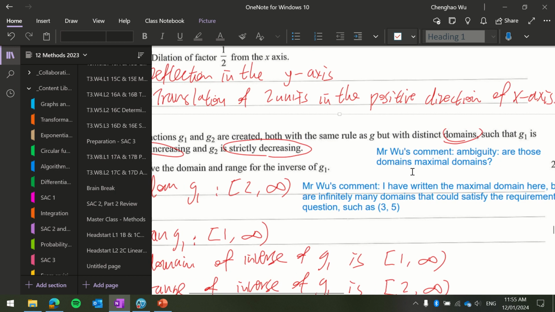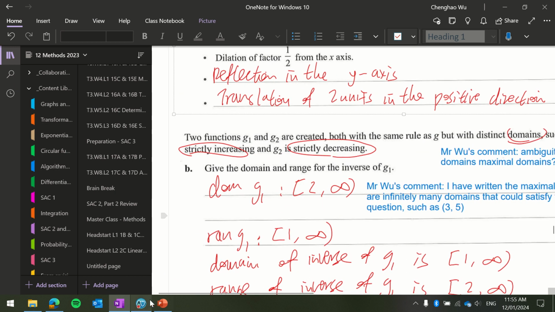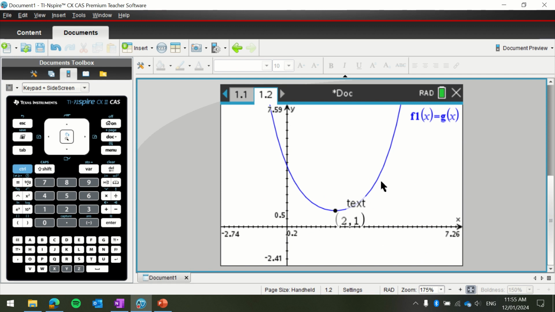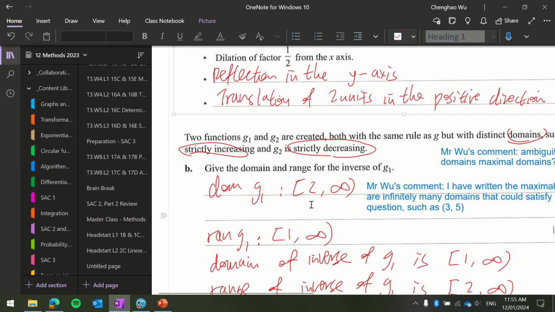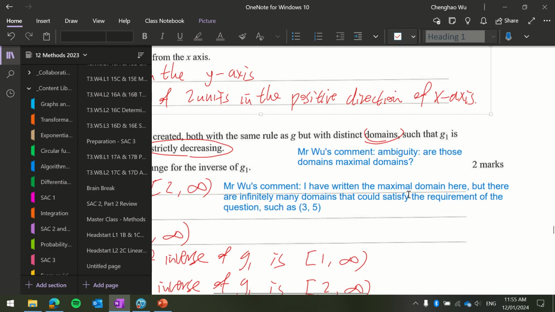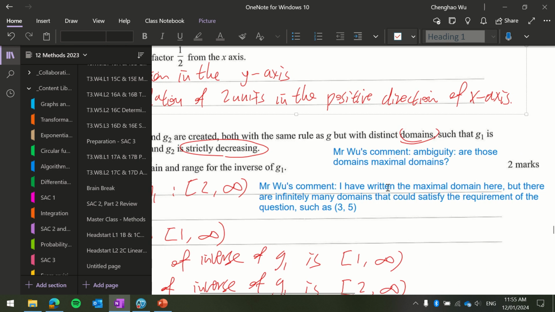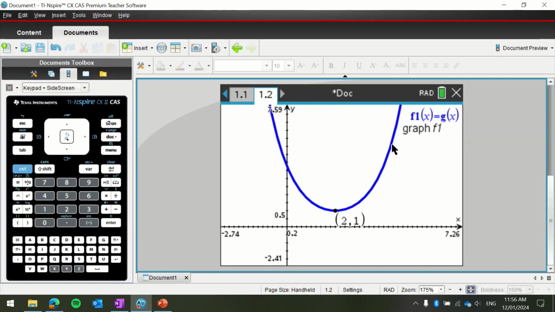I need the part of the graph that is strictly increasing and strictly decreasing. Well, if you want the maximum domain for, let's say, strictly increasing, then it will be from 2 to infinity, which is what I did write down. But any infinite amount of choices can be made, right? So this part, from 3 to 5, if you pick any point here and any point here, that domain is also strictly increasing. And you can keep going, right?